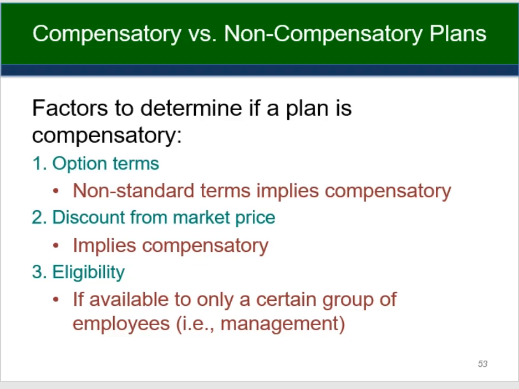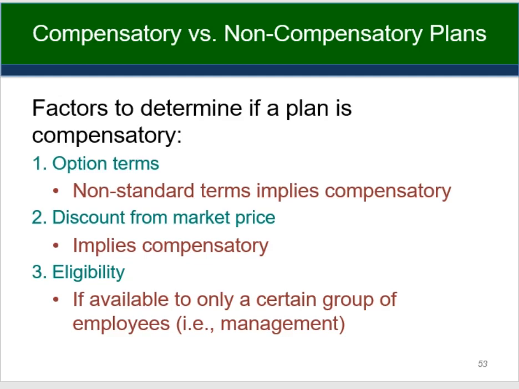So, compensatory versus non-compensatory plans: factors to determine whether it's compensatory or just an ESOP, the option terms. If there are non-standard terms, that implies that there's a negotiation process, so that would imply that it's a compensatory plan. It's not similar to other options. It's not just an employee purchase. It would be a negotiated settlement with the terms established by the parties of the transaction.